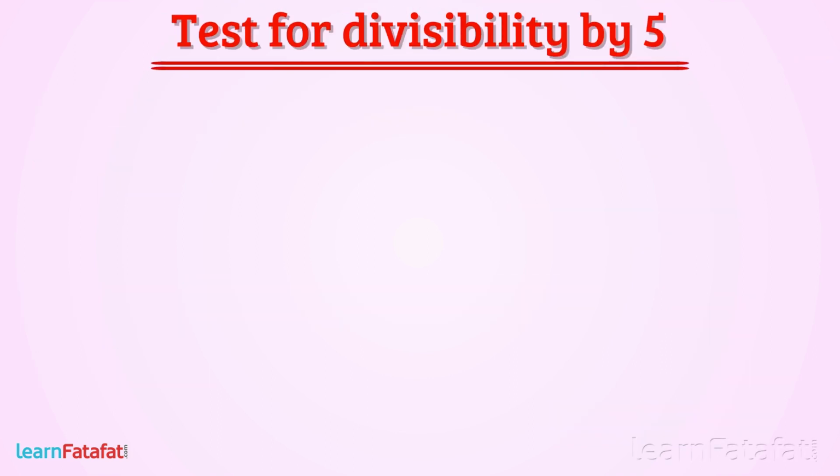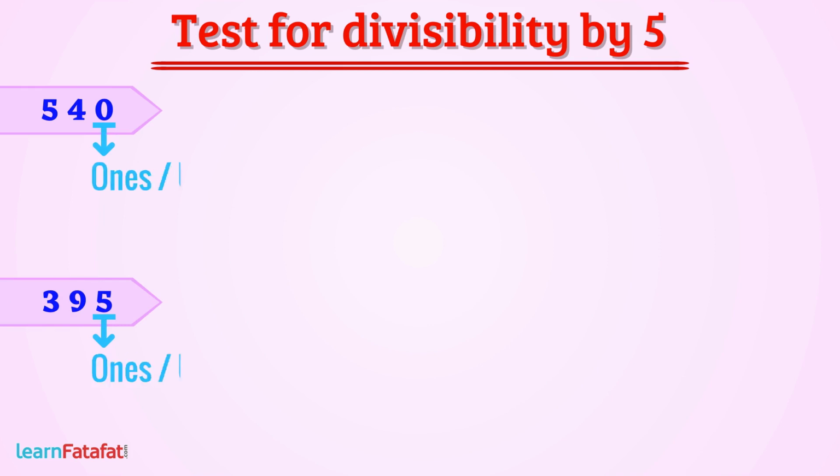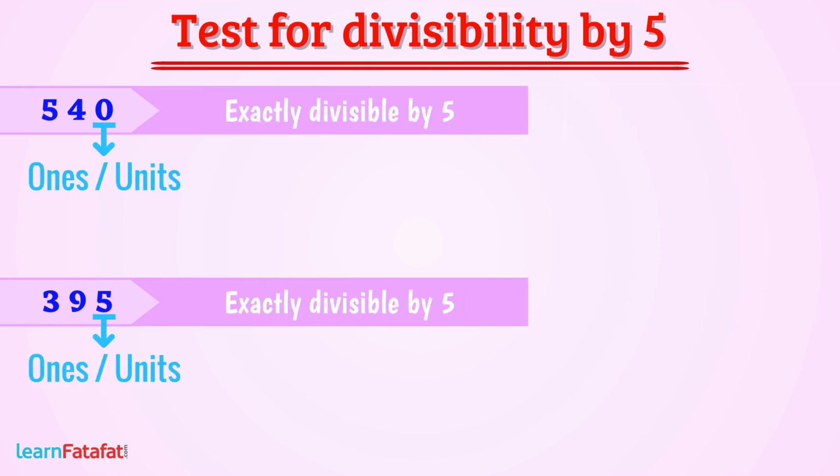Test for divisibility by 5. If a number has 0 or 5 at its units place, then the number is exactly divisible by 5. For example, the numbers 540 and 395 have digits 0 and 5 at the units place respectively. So these are exactly divisible by 5.